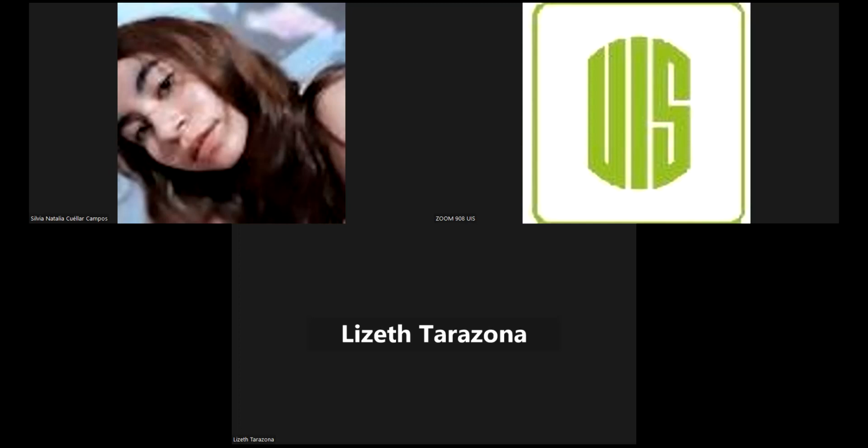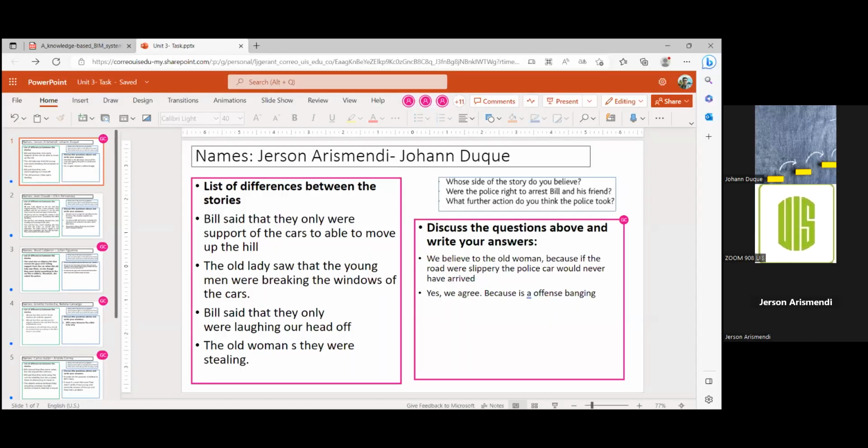The second question. Were the police right to arrest Bill and his friend? I think they were wrong because they didn't listen to their version. Maybe. What do you think? Banging the car windows.